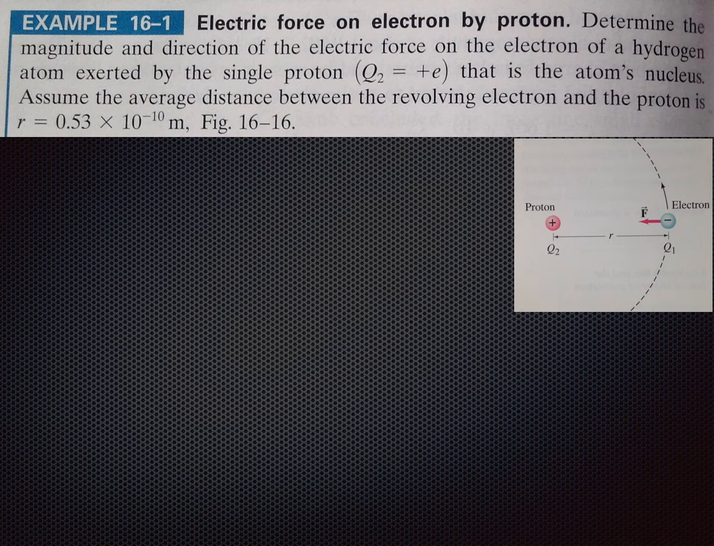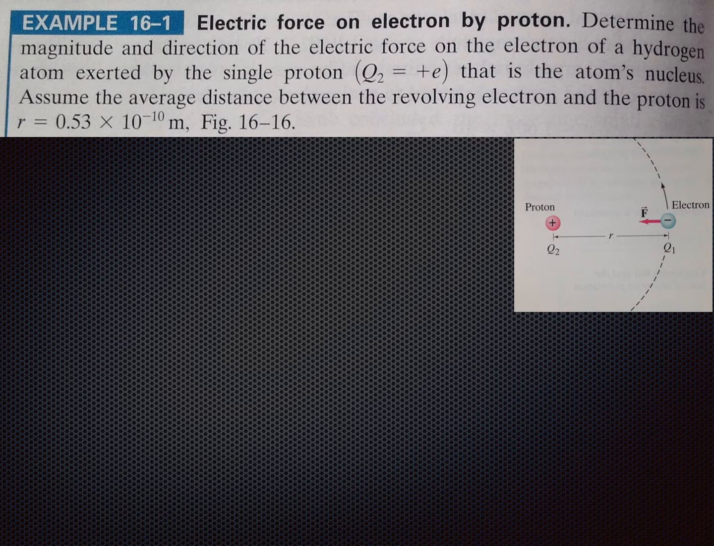Okay, here's our first example. We have an electric force on an electron by a proton. As you can see here, we have a proton right there and an electron right there, separated by a distance r. The electron has a charge q1, the proton has a charge q2. We want to determine the magnitude and the direction of the electric force on the electron specifically of a hydrogen atom exerted by the single proton that is in the nucleus.